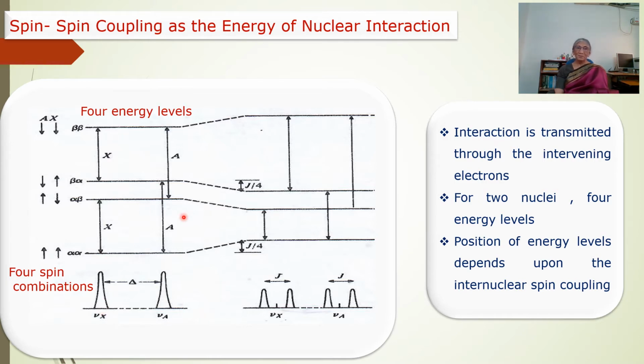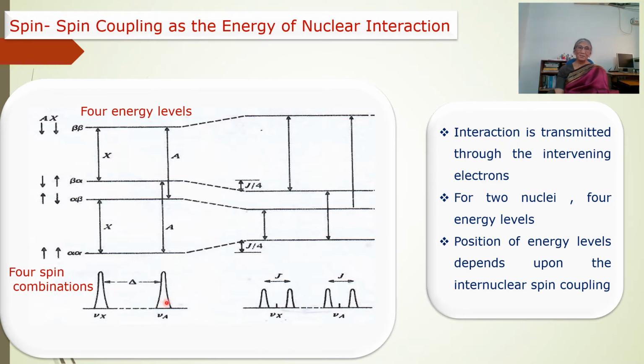See, a similar thing for nuclei A. Energy separation between alpha alpha and beta alpha is the transition for nuclei A. The spin of nucleus A is changed here. So this corresponds to the resonance energy of nuclei A. Another energy separation between alpha beta and beta beta also shows the resonance energy of A. The two resonance energies of A are identical. Therefore, it will resonate once and there will be a singlet for nuclei A.